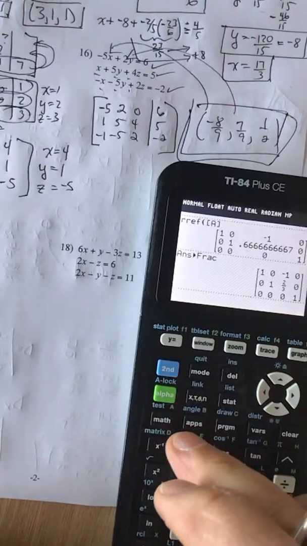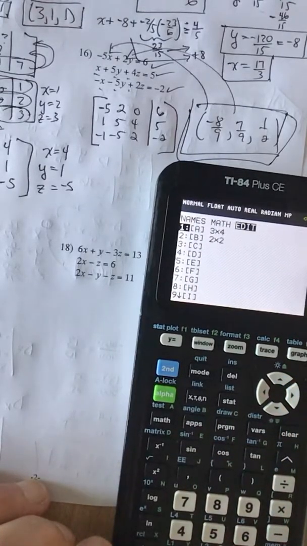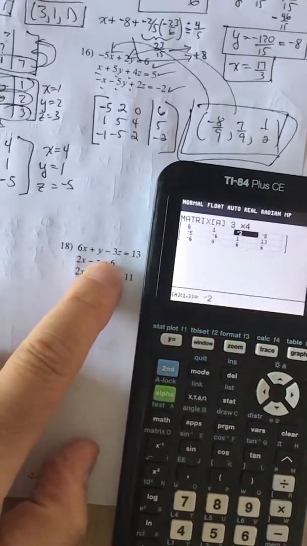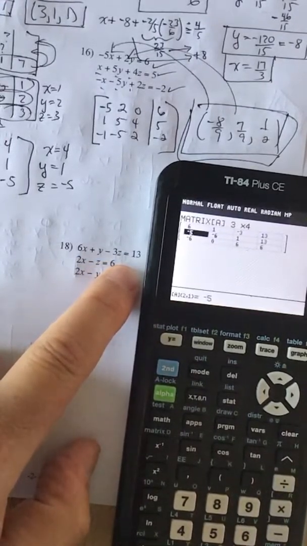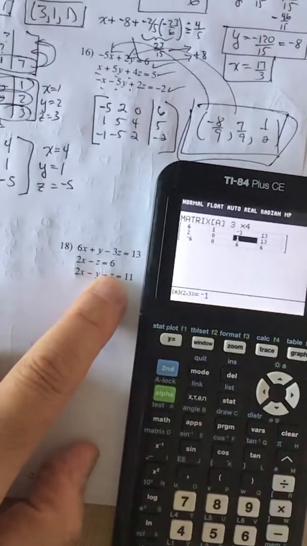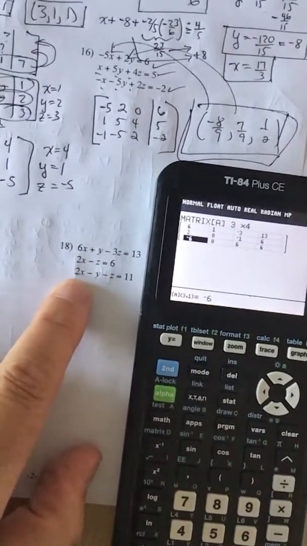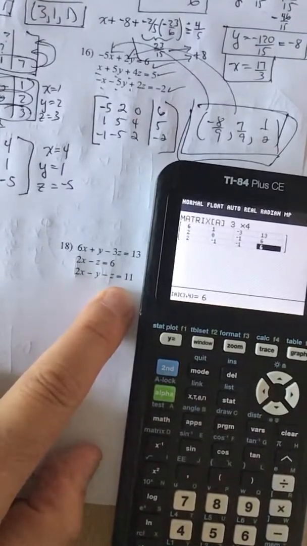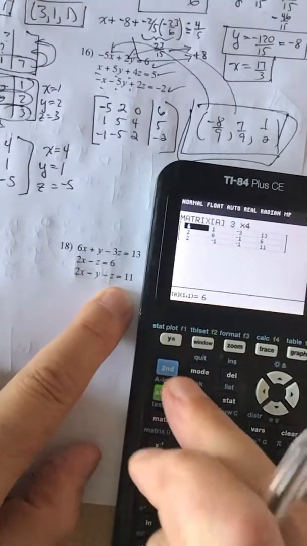Let's take a look at 18. I'm just going to do the same thing. Let's go to the matrix and put that one in. It's a 3 by 4, so X is 6, Y is 1, Z is negative 3, answer 13. X is 2, Y is 0, Z is negative 1, answer 6. X is 2, Y is negative 1, Z is negative 1, answer 11.